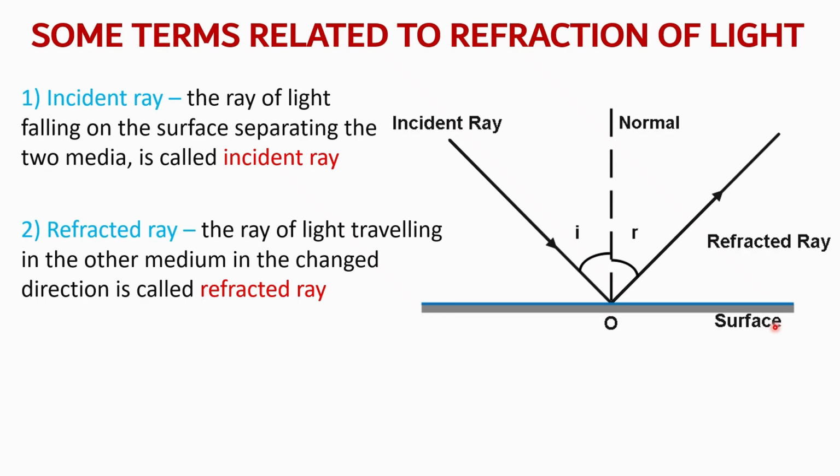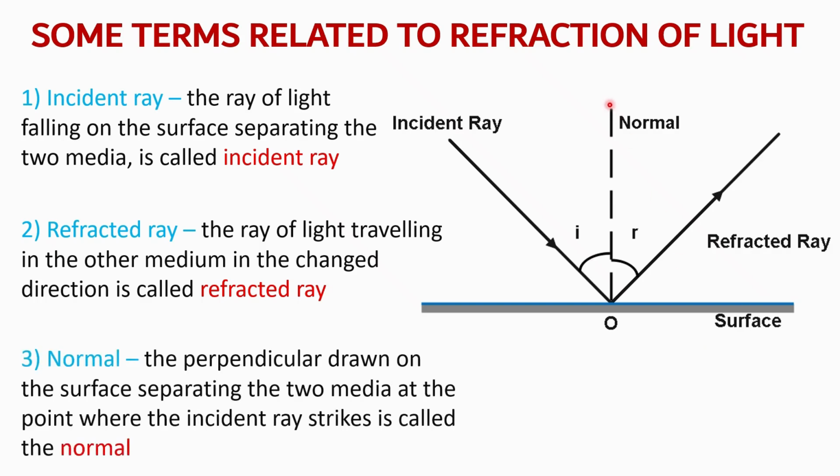We've already learned that refraction occurs when the ray of light travels from one optically transparent medium to another, with a change in direction. So when it's falling from one medium to another, the change in the direction of the path of light, either towards the normal or away from the normal, is called the refracted ray.